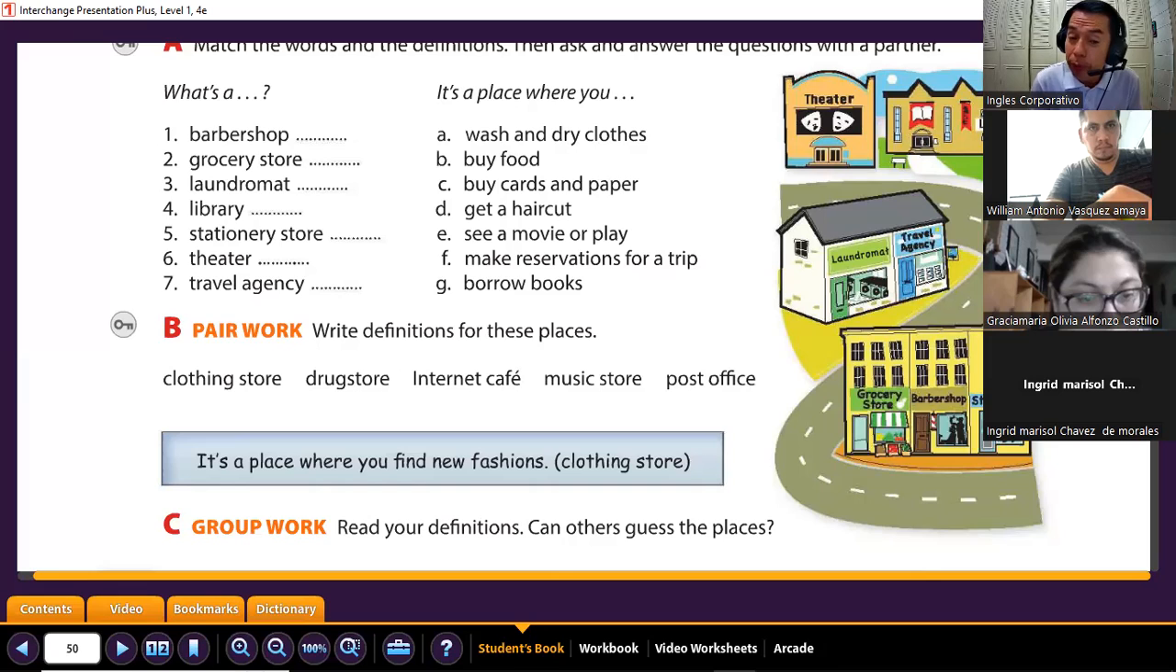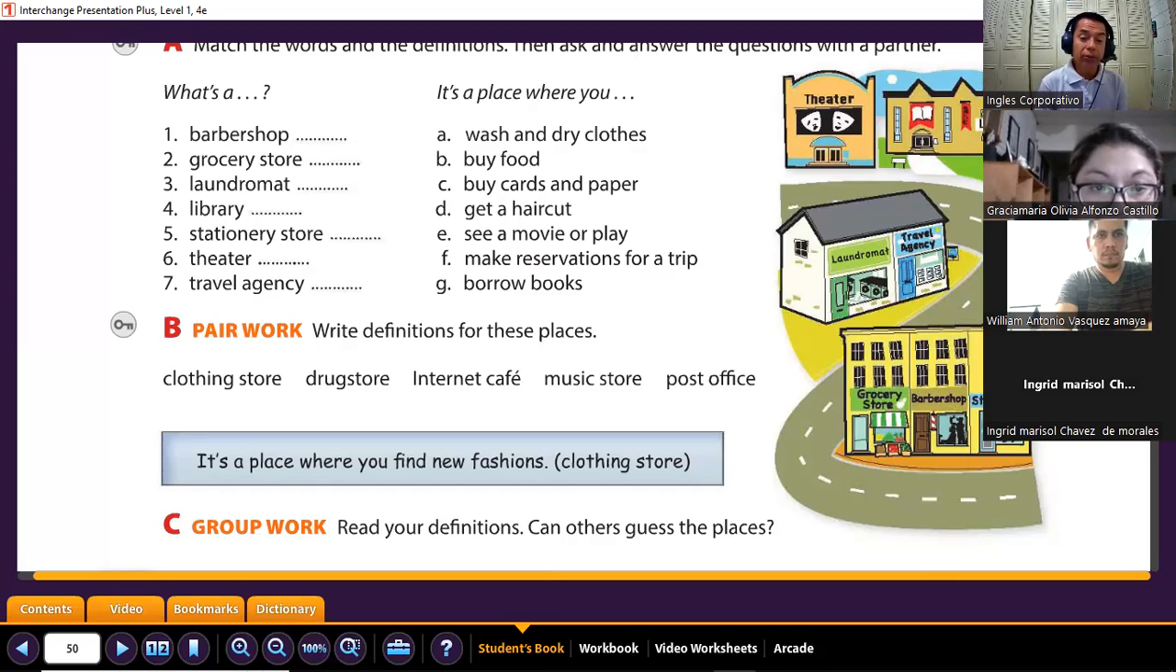It's a place where you what? It's a place where you wash and dry clothes. It's a place where you buy food. It's a place where you buy cars and paper. It's a place where you see a movie or play, where you make reservation for a trip. It's a place where you borrow books, pide prestados libros, right?